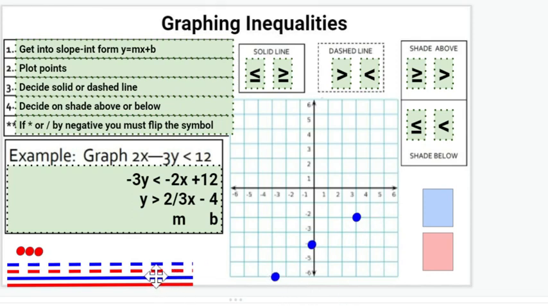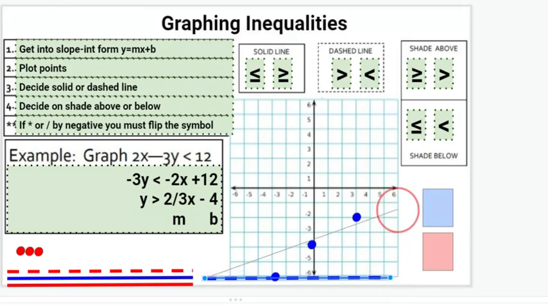And so I need to decide. So that was step 2, plot my points. Step 3 is to decide the solid or dashed line, based on my inequality symbol. So I can look here at my little cheat sheet. My symbol after I flipped it, at the end, my symbol was the greater than. And the greater than I see is right here. That's a dashed line. So I'm going to take my blue dashed line.